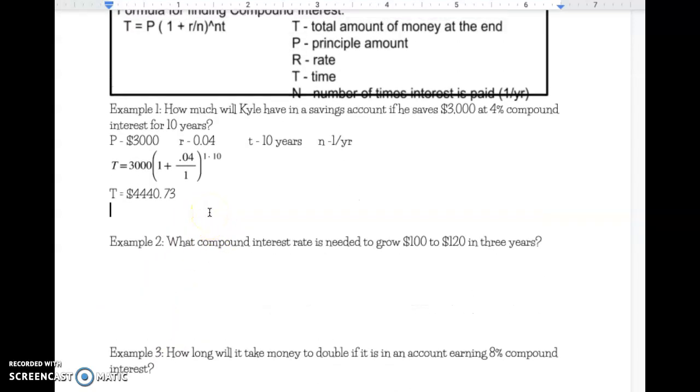So let's see that again. Let's see another instance of this. Before, I was looking for T, which was the total amount in the account. This time it says what interest rate is needed.